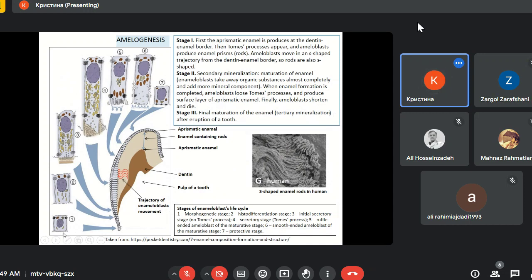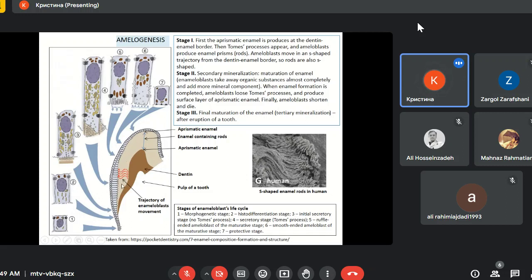So at first the ameloblast has no Tomes process like this, and it produces the first layer of enamel, which is aprismatic enamel, this one, aprismatic enamel with no enamel rods, the most closely located to the dentin, brown in this picture. Next, the Tomes process grows in the apical portion of the ameloblast, and now it is able to produce prisms. And it starts to produce prisms and forms the enamel layer containing rods.